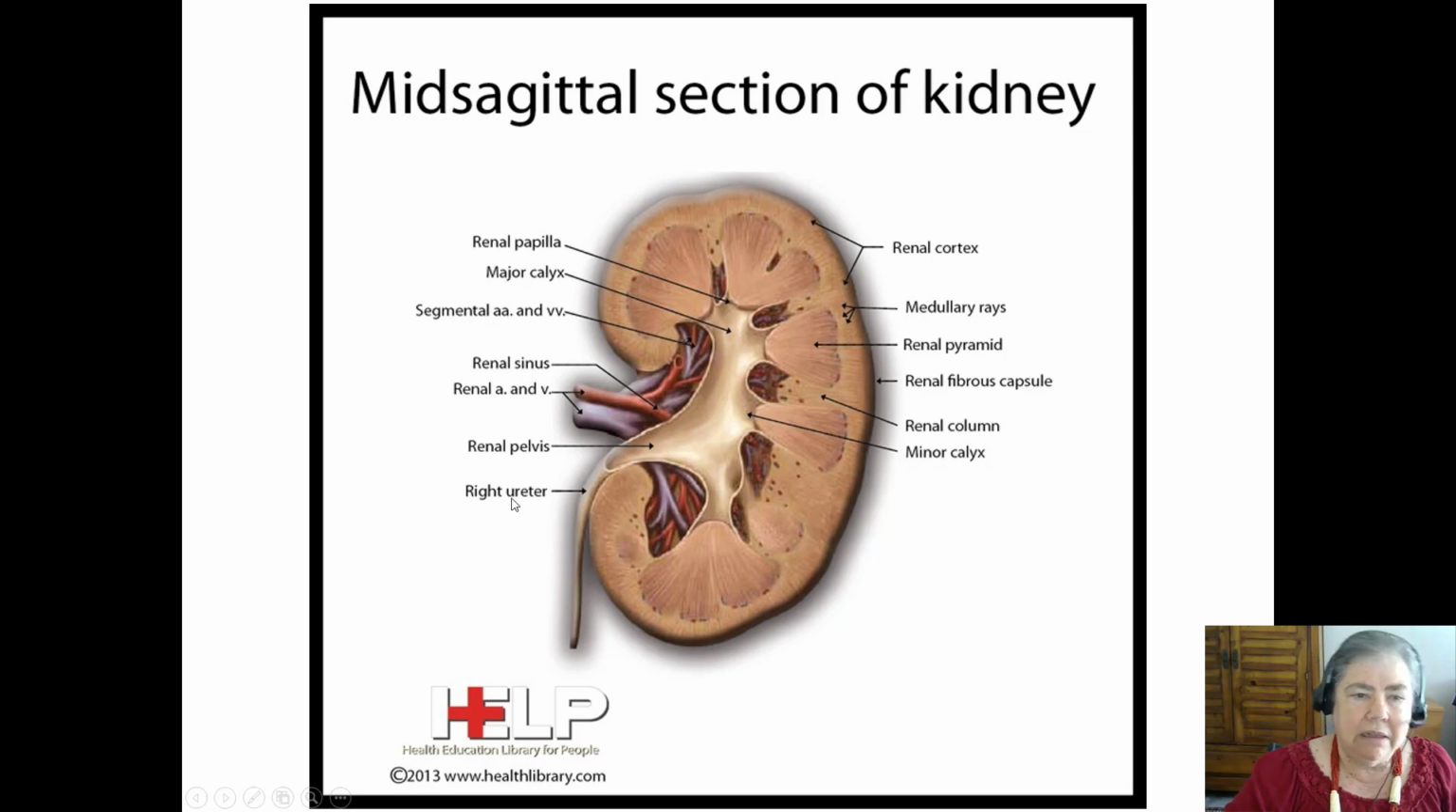And I want to talk a little bit about the blood supply of the kidneys. For each kidney, there is a single renal artery and a single renal vein. The renal artery is a direct branch of the aorta. The renal veins join the inferior vena cava. The renal artery branches and branches into the capillaries that form the glomeruli that are primarily in the renal cortex. And we'll come back to that.